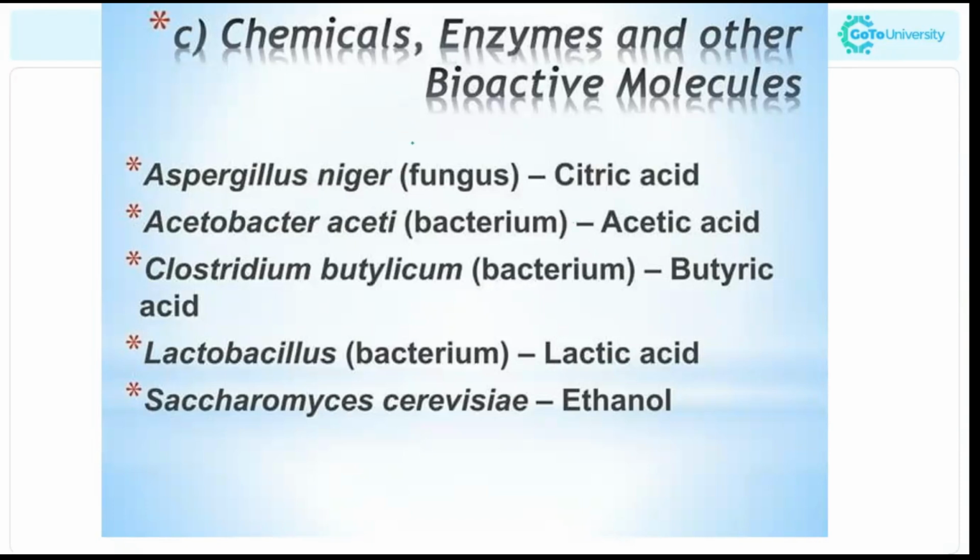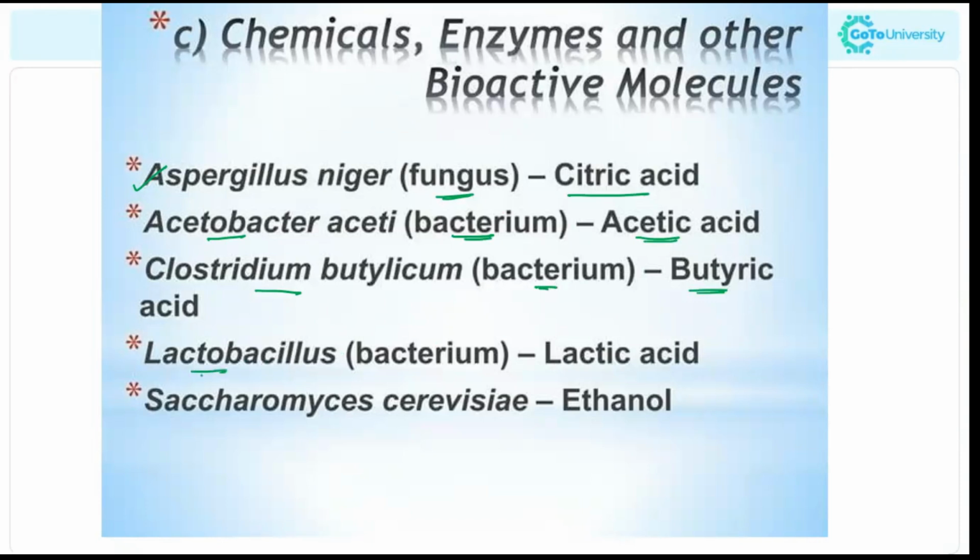Now moving to the next part, the chemicals, enzymes and other bioactive molecules. Here we have first Aspergillus niger, which is a fungus. Aspergillus niger produces an acid compound, citric acid. So citric acid producers include Aspergillus niger, a fungus, and another one is Acetobacter aceti, a bacterium, which produces acetic acid. Another one is Clostridium butylicum, a bacterium which produces butyric acid.